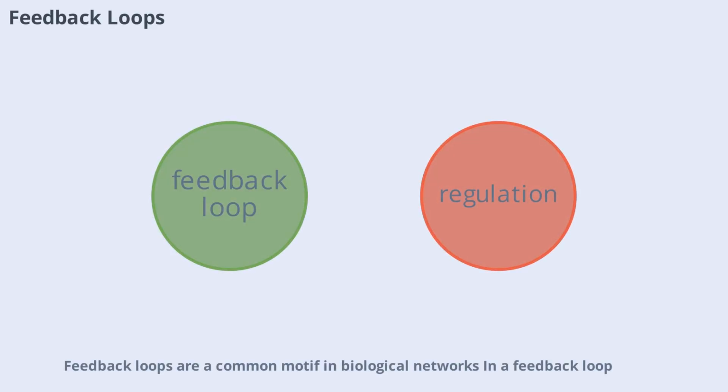Feedback loops are a common motif in biological networks. In a feedback loop, the output of a process influences its own activity, either enhancing it, positive feedback, or suppressing it, negative feedback. These loops are crucial for maintaining balance and enabling dynamic responses in biological systems.